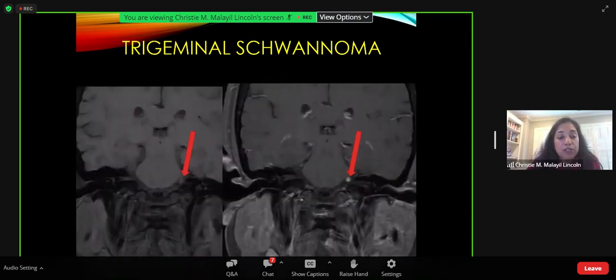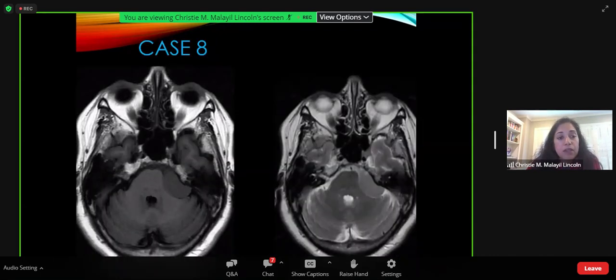T1 coronal images, pre and post contrast. You can see it's not enhancing, obviously. Well, there's no intrinsic T1 signal on the T1 pre contrast, and on post contrast images, you can see that little dot of enhancement, and that's a trigeminal schwannoma.